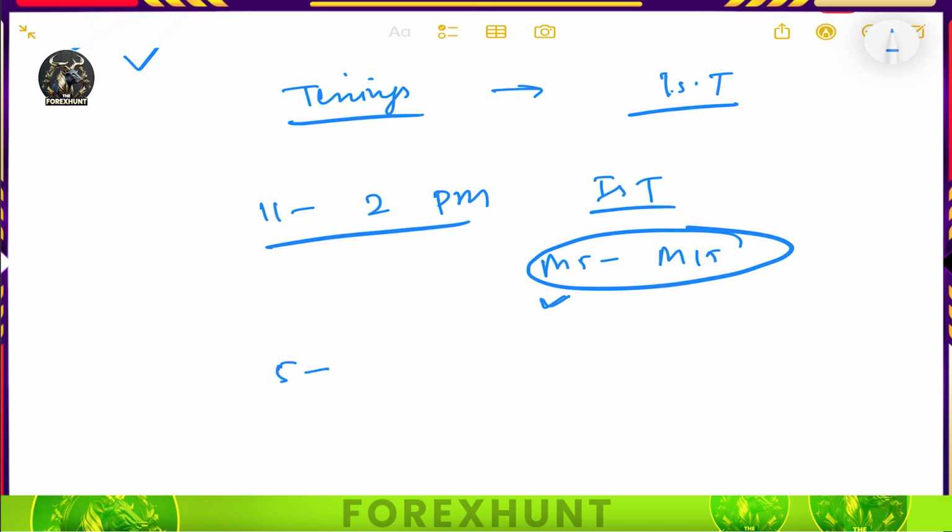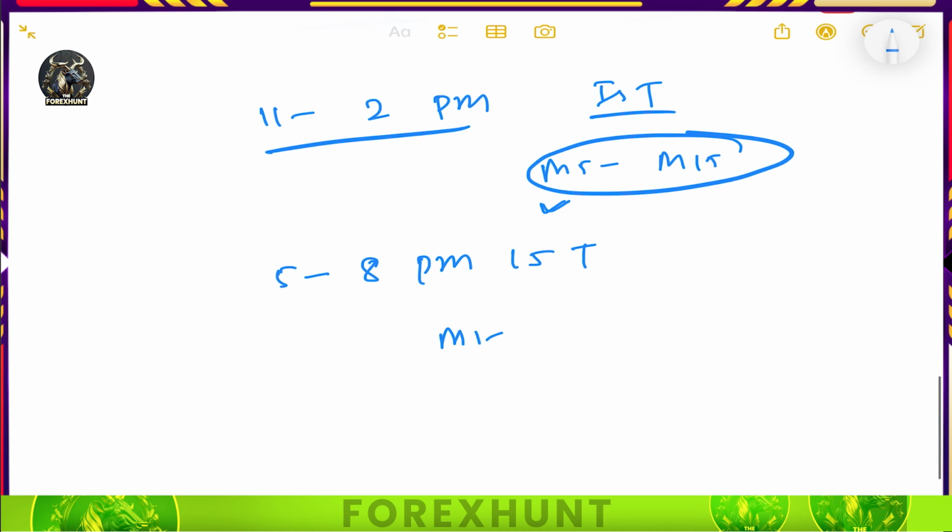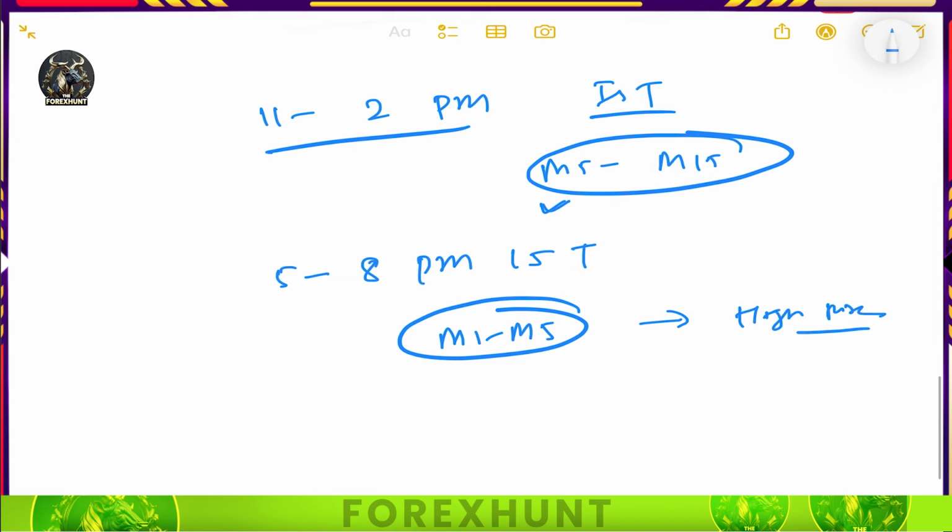And for more trades, from 5 PM IST to 8 PM IST, use M1, M5 confirmation trades if you want to go with high risk. Even this high risk will give you good accuracy of 70-75% with 1:3, 1:4, okay?